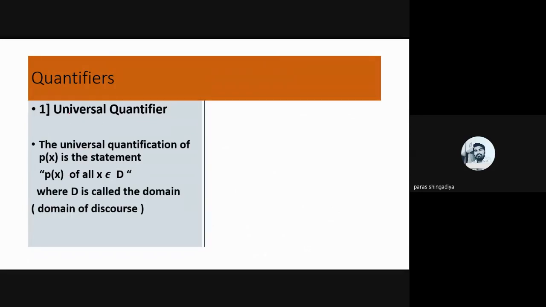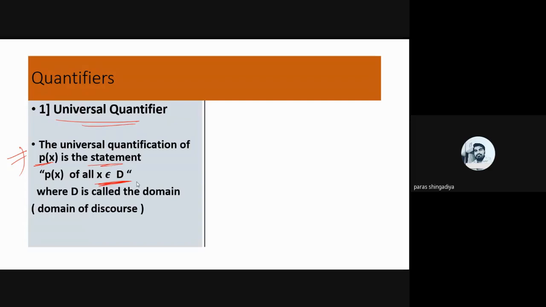One is the universal quantifier. We discussed the definition of the universal quantifier yesterday, how we can define it. There is one domain, that means one set is given, and you have to consider the values of x from this domain. We have this D, also known as the domain of discourse, and now we have the predicate, which should be a statement for all x belongs to D. We can identify the truth value, either true or false, for every value of x belonging to D.